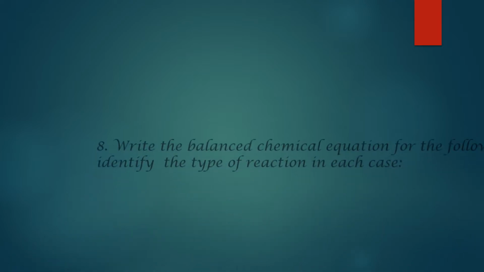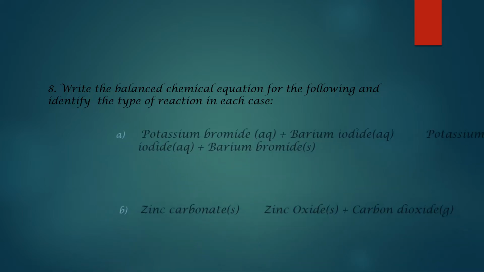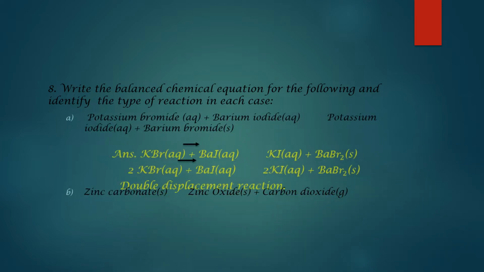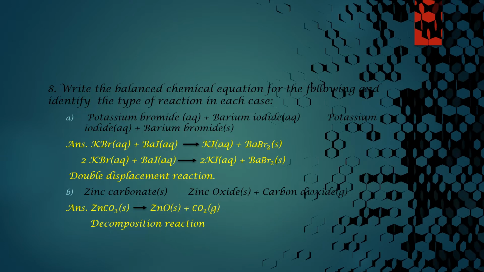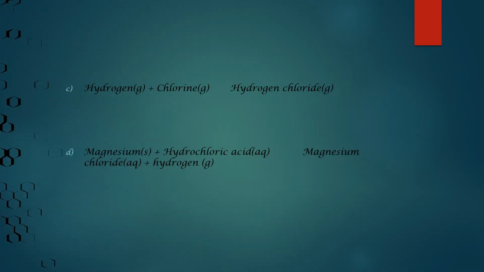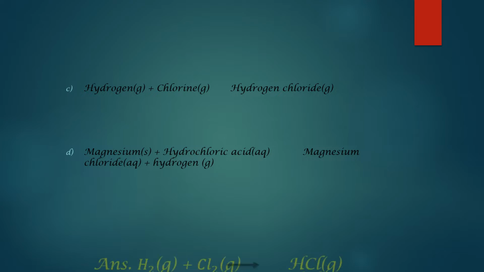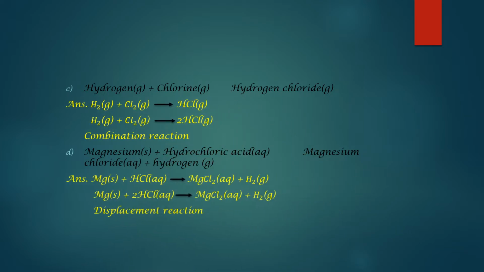Question number 8. Write the balanced chemical equation for the following and identify the type of reaction in each case. A. Answer, double displacement reaction. B. Decomposition reaction. C. Answer, combination reaction. D. Displacement reaction.